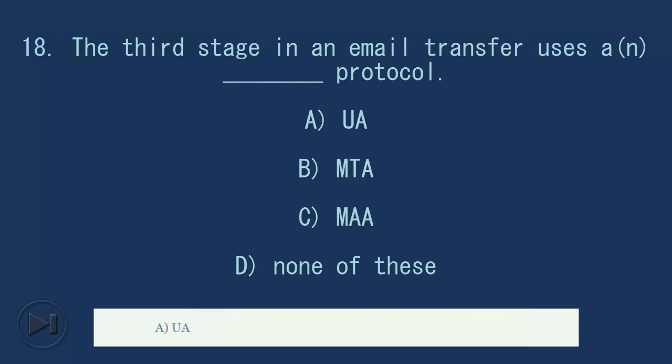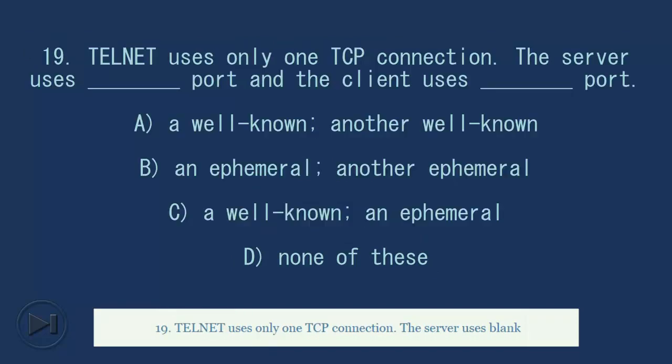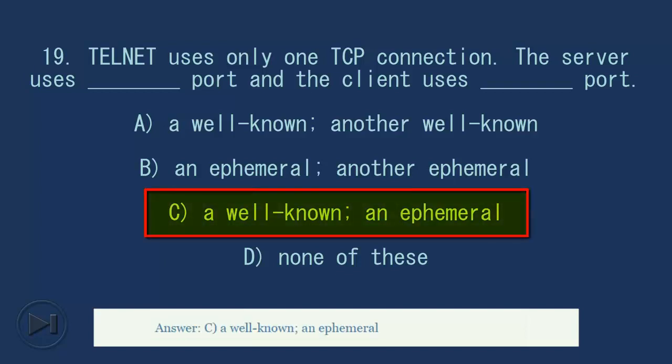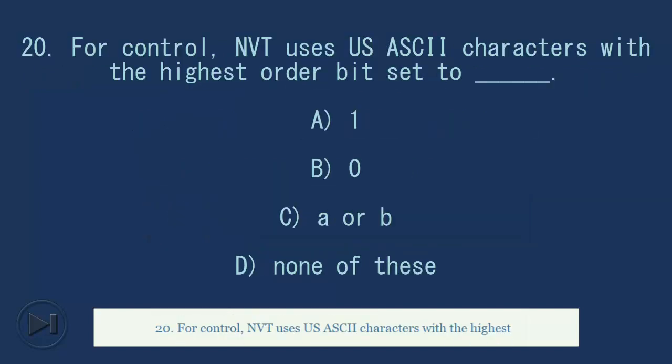18. The third stage in an email transfer uses a blank protocol. A. UA. B. MTA. C. MA. D. None of these. Answer, C. MA. 19. Telnet uses only one TCP connection. The server uses blank port and the client uses blank port. A. A well-known, another well-known. B. An ephemeral, another ephemeral. C. A well-known, an ephemeral. D. None of these. Answer, C. A well-known, an ephemeral.